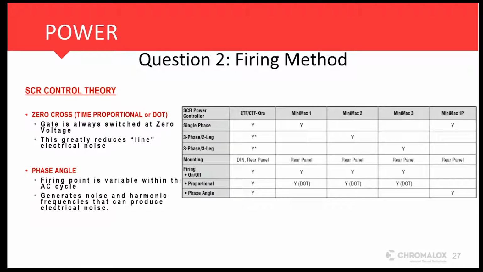Phase angle generates a lot more electrical noise, but for certain applications, it's necessary. And almost all the time, if your customer needs phase angle, they're going to know that and they're going to tell you. So 0 cross is fine for the vast majority of applications, unless stated.